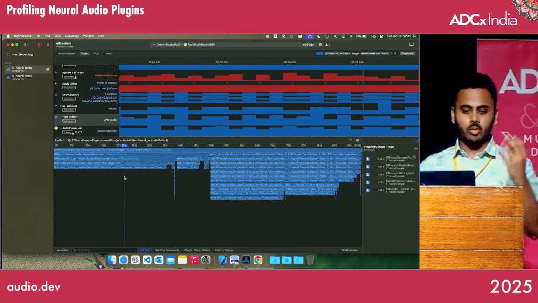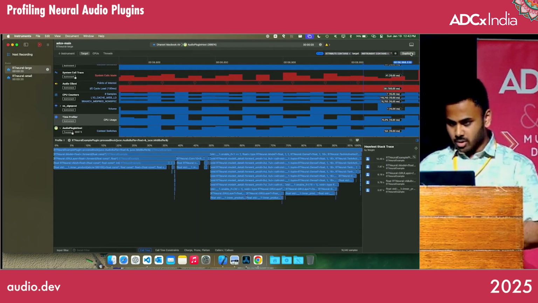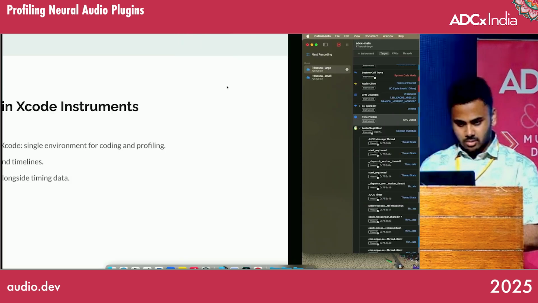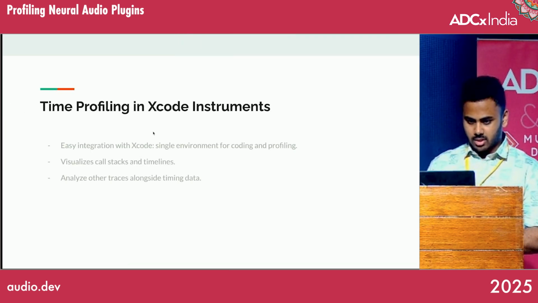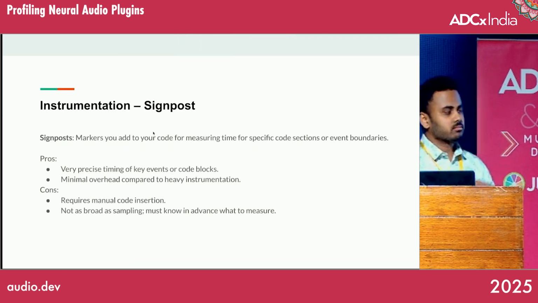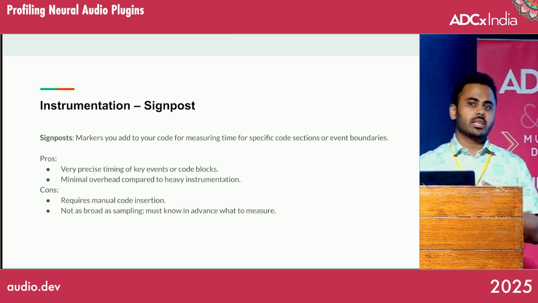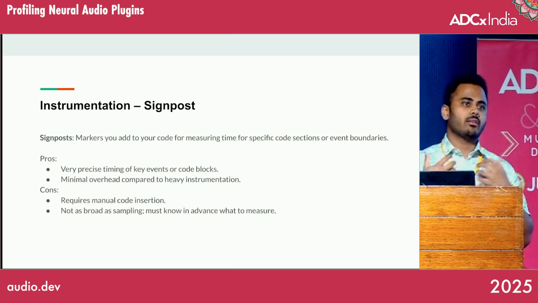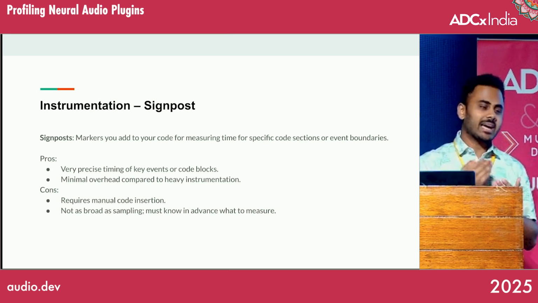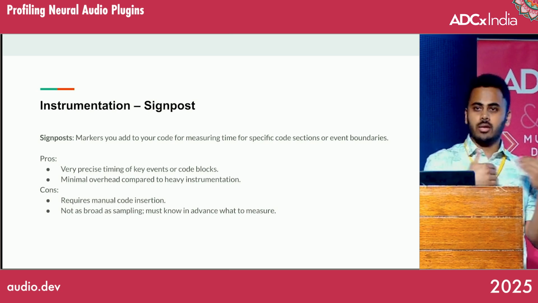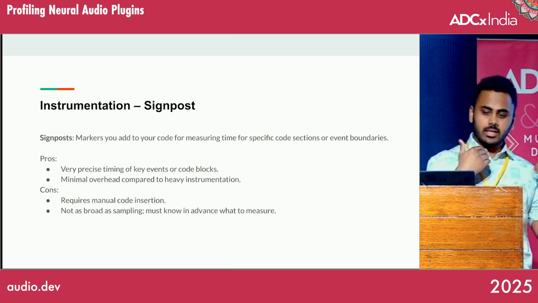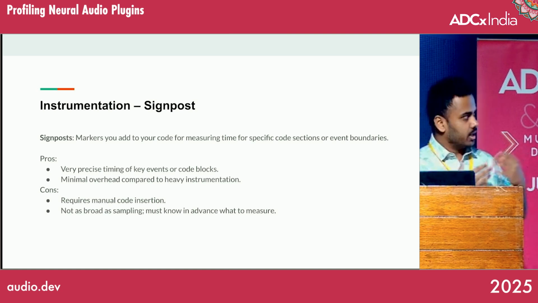That'll tell you a bit more detailed view. So let me go back to the slides. Yeah, so the next one is called instrumentation, as we looked at earlier. The main advantage with instrumentation is that, let's say you have a function and you want to exactly time how long it took for that particular function to get executed. Then you could use instrumentation.